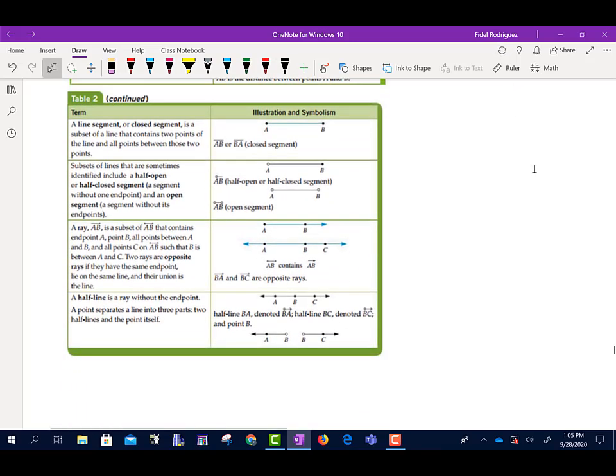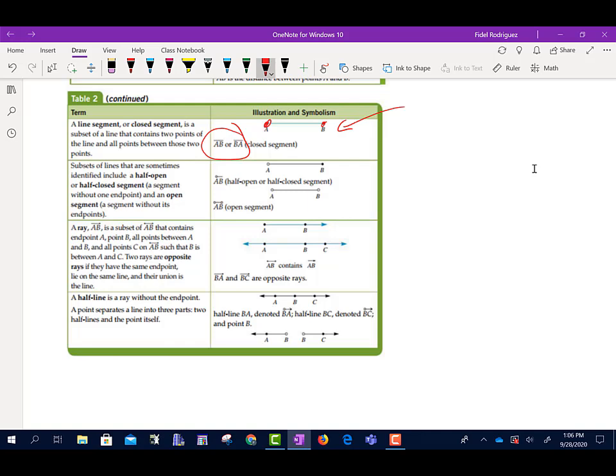We have something called a line segment. Okay, so a line segment or a closed segment is a subset of the line that contains 2 points on the line and all points in between. So this is our line segment, okay, and we have endpoints, okay? We have a starting point and we have an ending point, okay? And we can call that line segment AB or we can call that line segment BA, just depends on how we're looking at it.